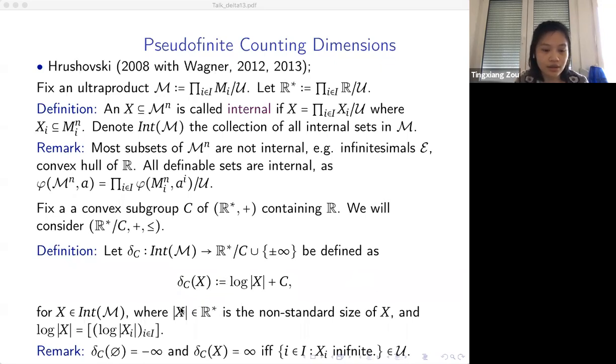And the size of X is just the non-standard size of X. Because X is internal, you can look at it as the ultraproduct of the X_i, and then you look at the size of each X_i. Of course, X_i can be infinite, and if it is infinite, then you just get infinity. So it makes sense, but if X_i is almost everywhere finite, then it's well defined. It's something in R star. And when the set is empty, then it gets minus infinity. Any questions?